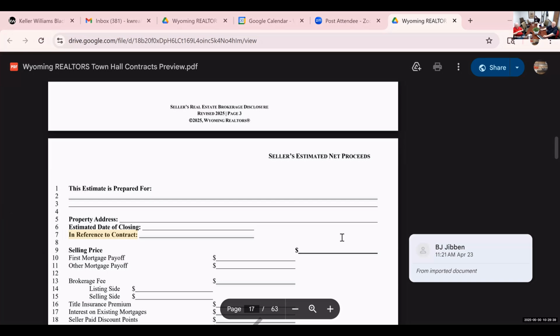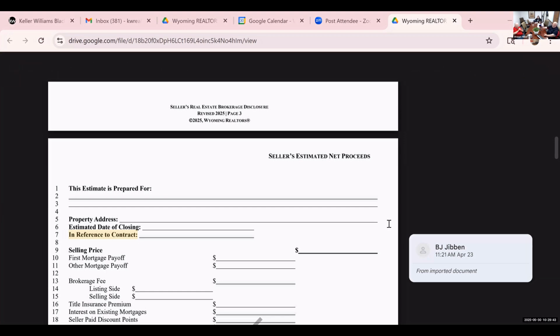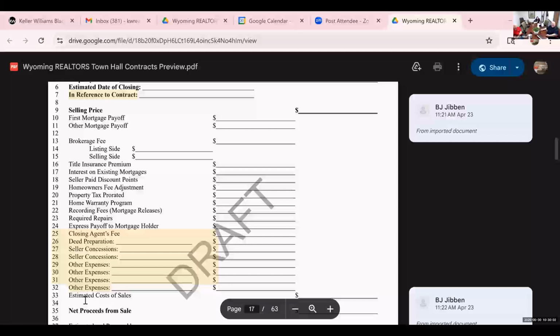Seller's estimated net proceeds and buyer's good faith estimate. I will just throw this out: if you're using these hand forms, please make sure that you're updated all the time in terms of fees, all that kind of thing. They added in reference to contracts so that on a seller net sheet, if you had six of them, they would know which one applied to which offer. They also added extra lines if you're doing it by hand, because people needed extra lines to be able to do it.